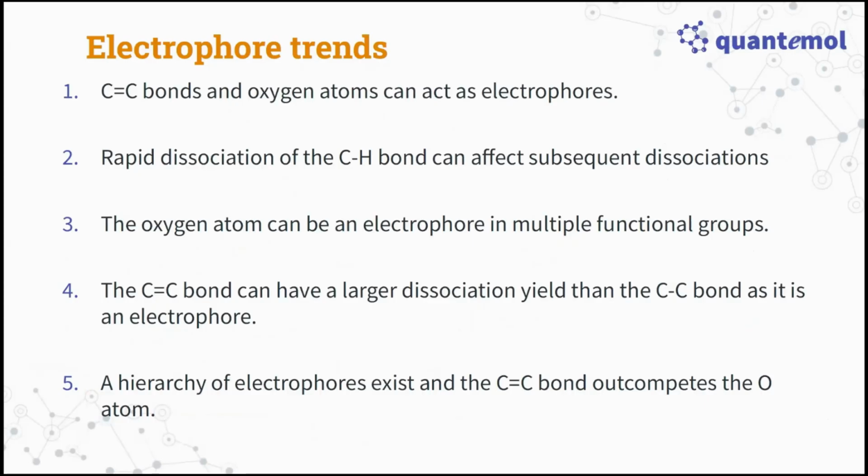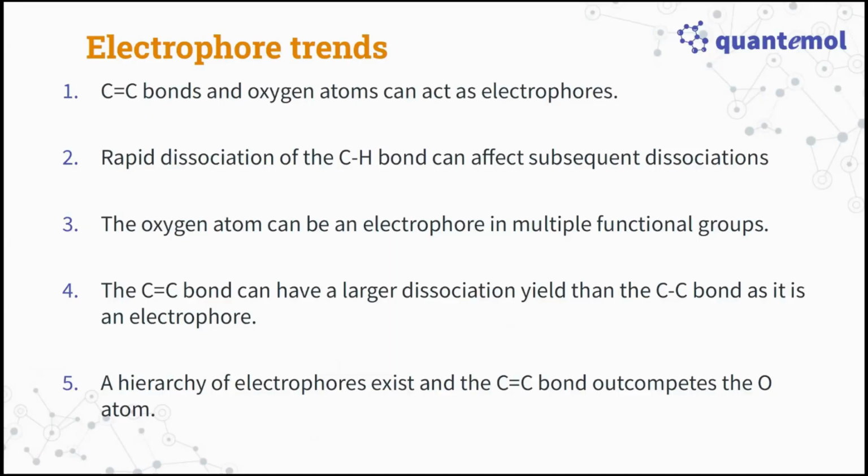The rapid dissociation of the CH and also the OH bond can therefore affect the rest of the dissociation pathways. Because if you know that you have an alcohol and your first bond broken is always going to be the alcohol, we can look at the rest of the molecule and ask, okay, what happens to this radical that has now lost the H of the OH? The oxygen atom is an electrophore in multiple functional groups. It doesn't have to be an ether. It doesn't have to be an alcohol.